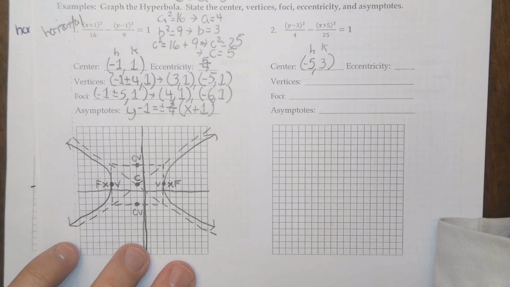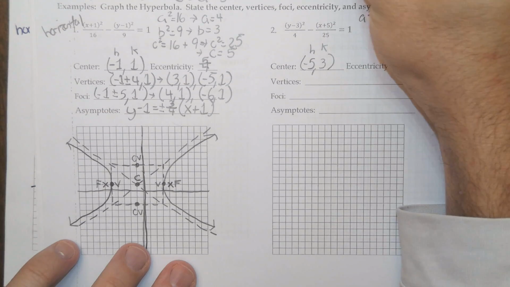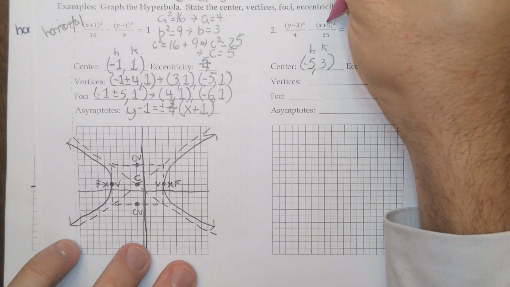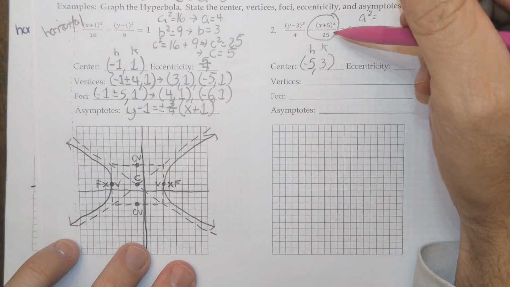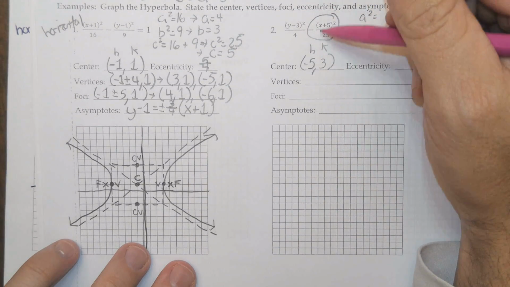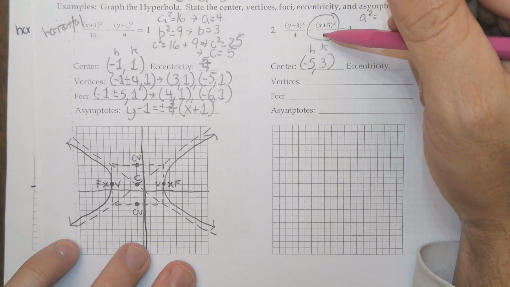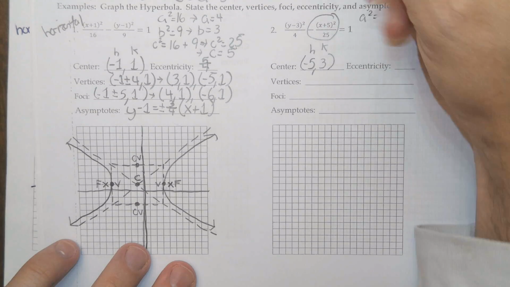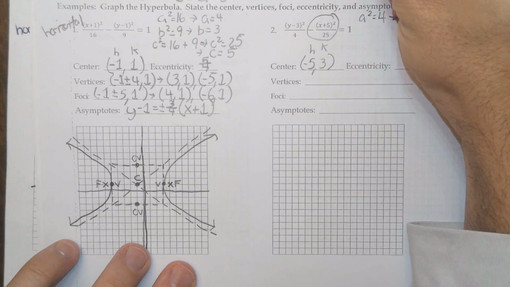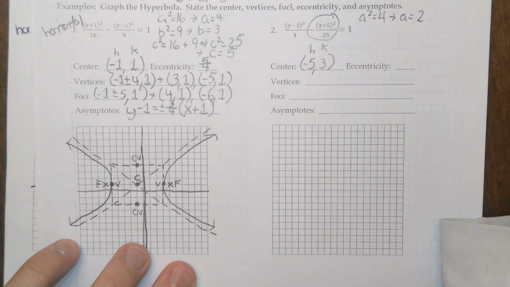Now we need to find A squared, B squared, and then that will help us find C squared, which will then eventually help us find C. So first off, what is A squared equal to this time? Well, I notice here that the negative sign is now in front of, what is to the right of the negative sign is the X. Remember, B squared is always to the right of the negative sign. So in this case, I'm going to label A squared as 4, which when I square root both sides, I get A is equal to 2.